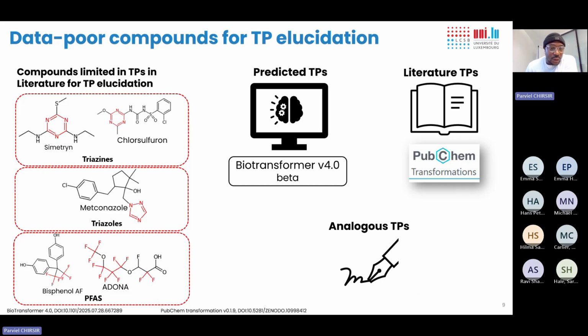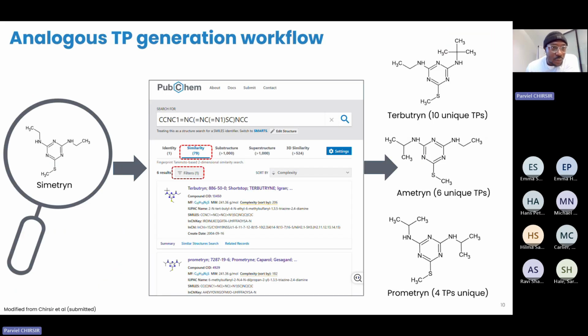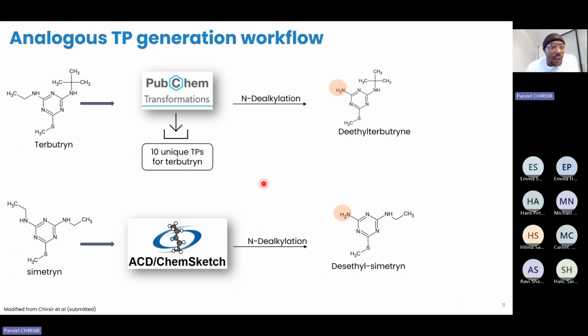So I'll walk you through the analogous TP generation workflow. First, I take the parent compound of interest, in this case symmetrine. I do a similarity search on PubChem to get the structurally similar precursors, and then I filter for compounds that have transformation products. Now, this leads me to compounds like terbutrin, ametrine, and prometrine that have unique transformation products associated with them. And then I download these transformation products and observe and note the transformation pattern.